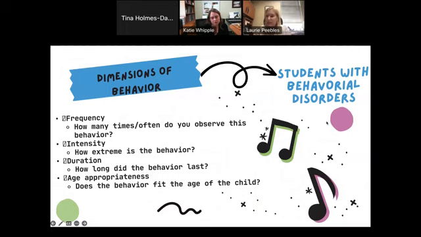And then the duration: how long is this behavior lasting? Is it very quick? Are they completely dysregulated, so that it goes on for 10 minutes and it takes that long just to bring them back down? So how long did the behavior last? And then finally, especially when we're thinking about K through 12, what's the age appropriateness of the behavior? Having a temper tantrum at 14 is not necessarily age appropriate, but a temper tantrum at 5, yeah, you're going to see it. We don't want to see it, we don't want to deal with it, but you're going to see a temper tantrum at age 5. So does the behavior fit the age of the child?